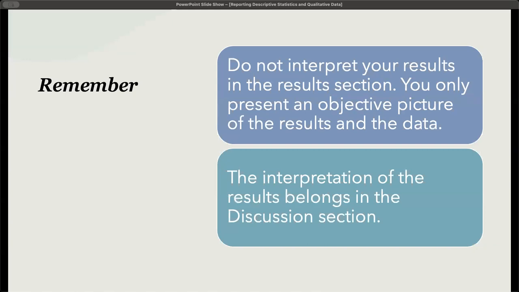So do remember, do not interpret your results in the results section. Even when you're showing images, descriptive statistics and the qualitative data, you're not going to interpret it here. You're only presenting an objective picture of the results and the data. The interpretation of the results belongs in the discussion section, which will follow.